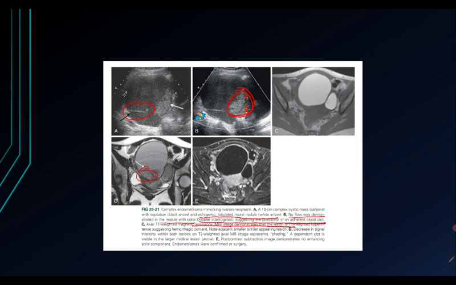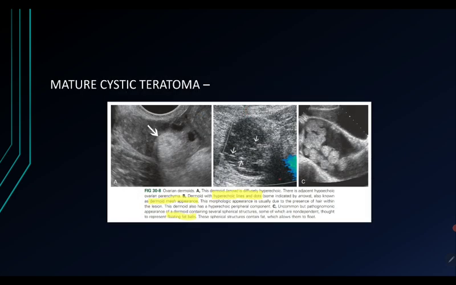Note the adherent, similar appearing lesion. There is decrease in signal intensity with both lesions, suggesting a dependent clot is visible in the larger midline lesion. Post contrast demonstrated an enhancing solid component. Endometrioma was confirmed at surgery. Mature cystic teratoma, ovarian dermoid.